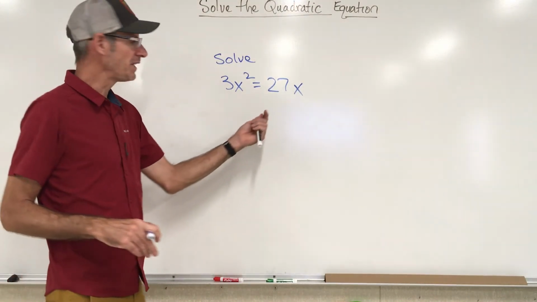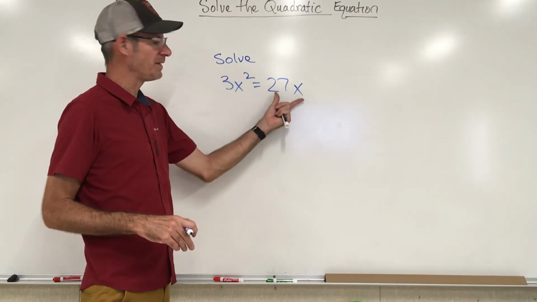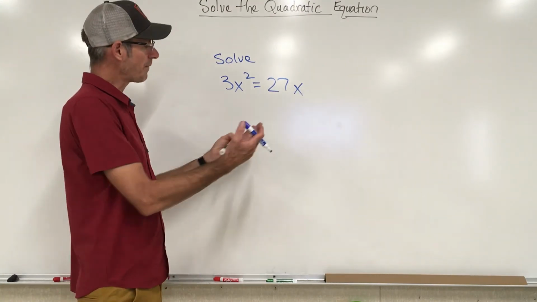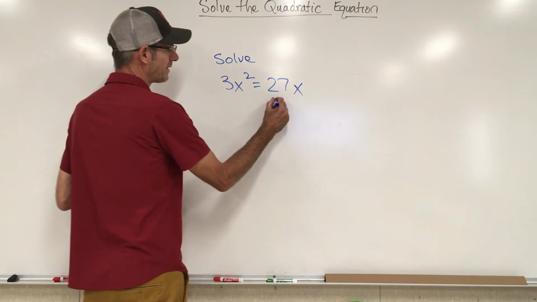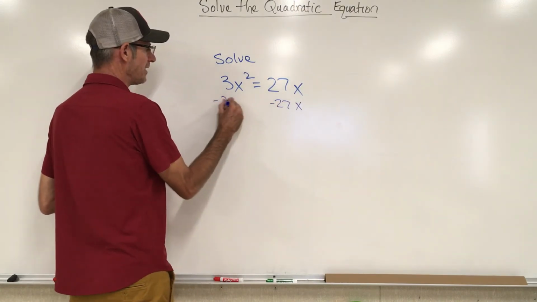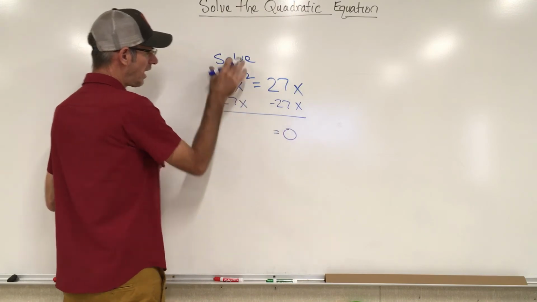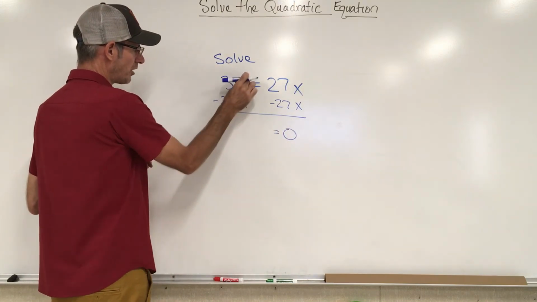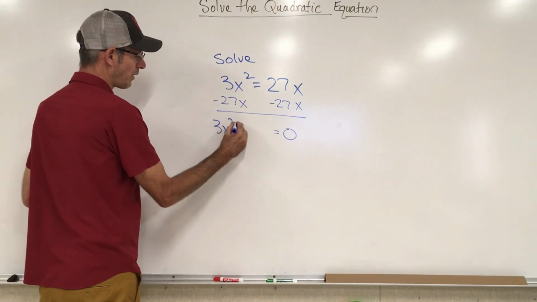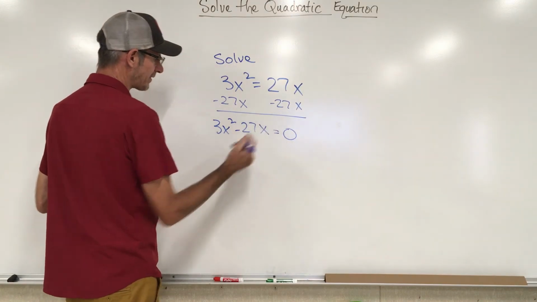All right, so both of these terms have x's in them. Neither one of them is a constant. So I'm going to put them in standard form by subtracting 27x on each side. On the right side of the equal sign, I'll get 0. On the left side, these are not like terms, so I just have 3x squared minus 27x.